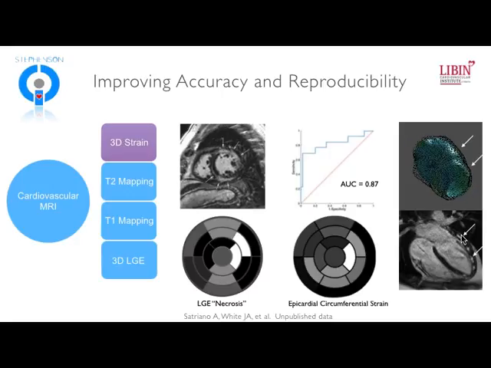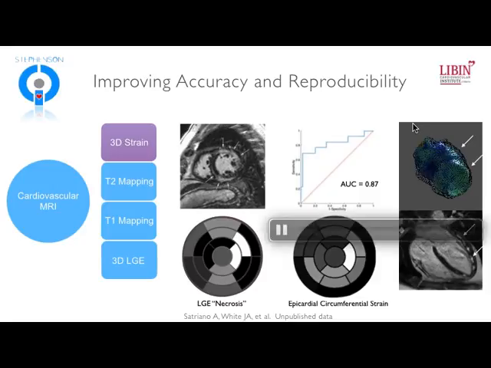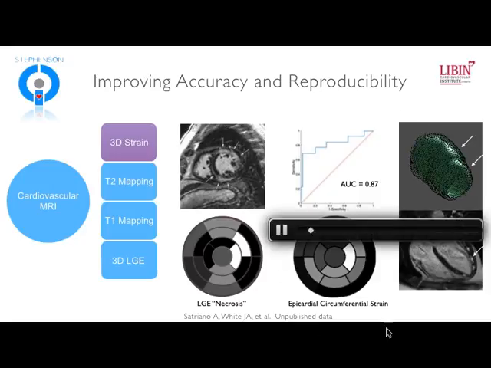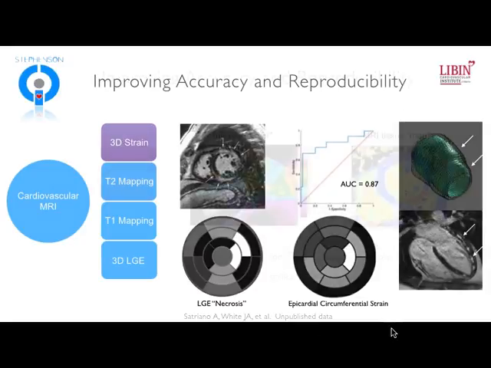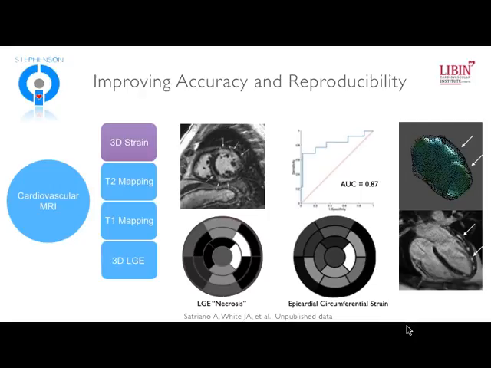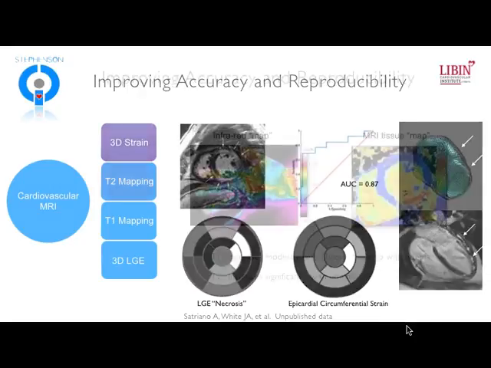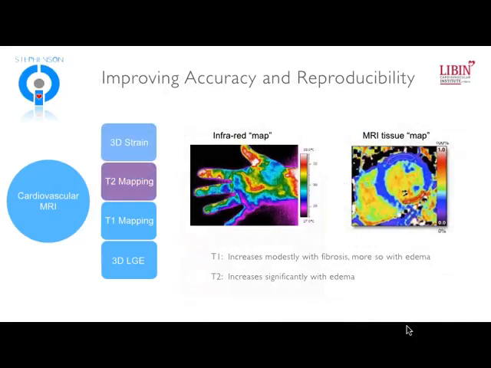Here's some preliminary work that we've got looking at a series of patients with myocarditis against a normal reference population and showing that there's a remarkable similarity in the distribution of epicardial circumferential strain versus what we see on late gadolinium enhancement analysis. And we've seen in this population a pretty robust area under the curve of 0.87 for the detection of acute myocarditis. So that's promising and I think warrants further investigation.